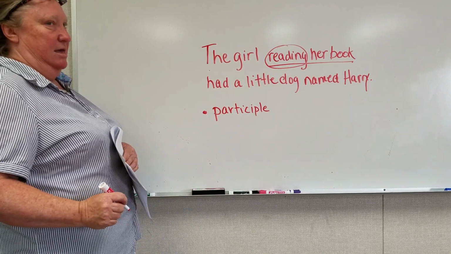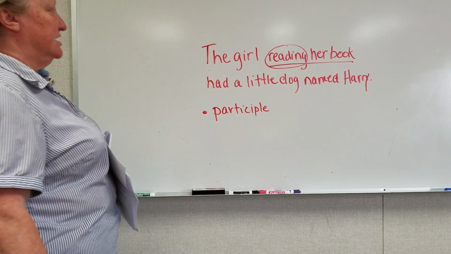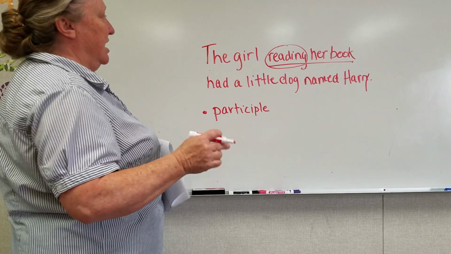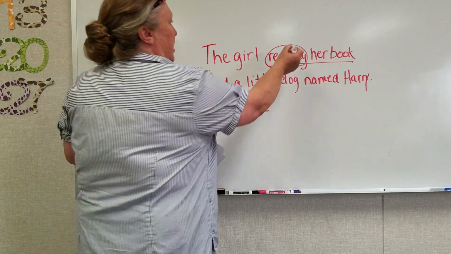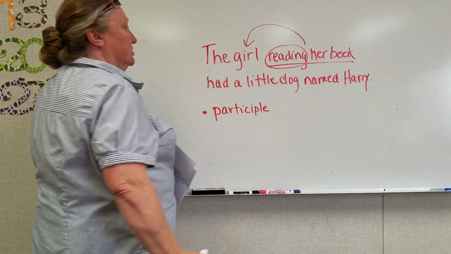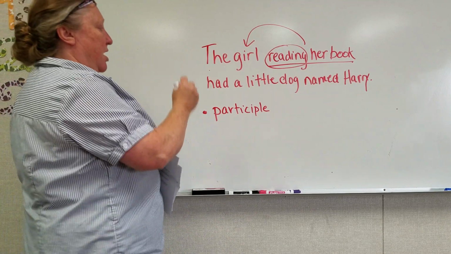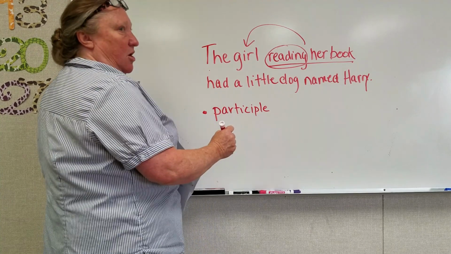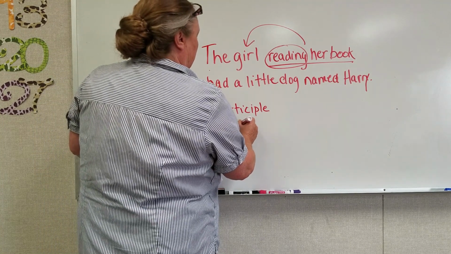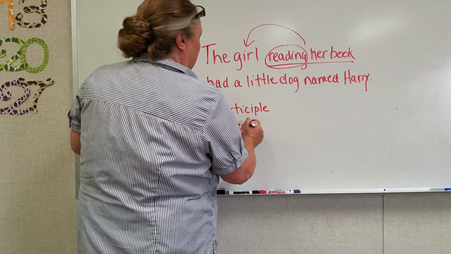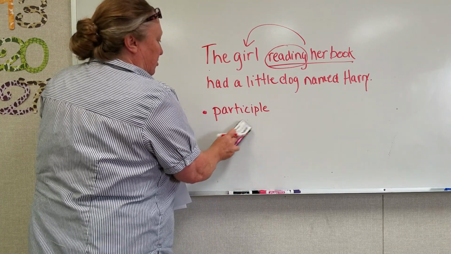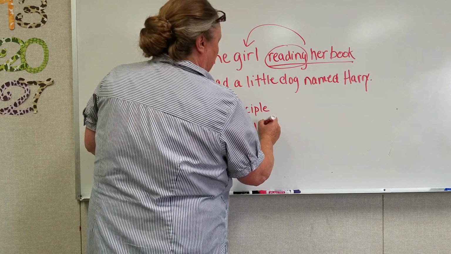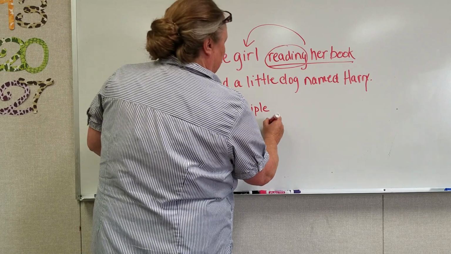Okay, why? Because of how it's functioning in the sentence. The last time, reading a book was something he did. In this case, the girl reading her book, we're referring back to girl here. So it's modifying the word girl. What modifies nouns? Adjectives. So participles as a verbal end in ing when being used in the present form, as do gerunds.